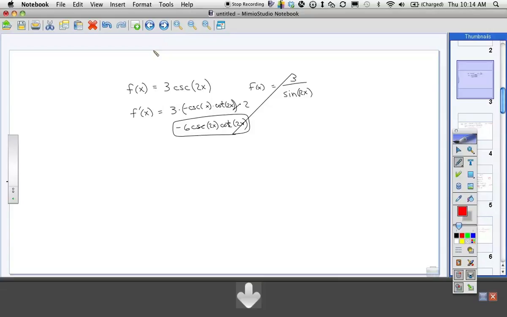Now, what I mean by that is, let's say I had sine x over 4, and I was supposed to do that derivative. I would not think of the quotient rule there. I would rewrite it as what?